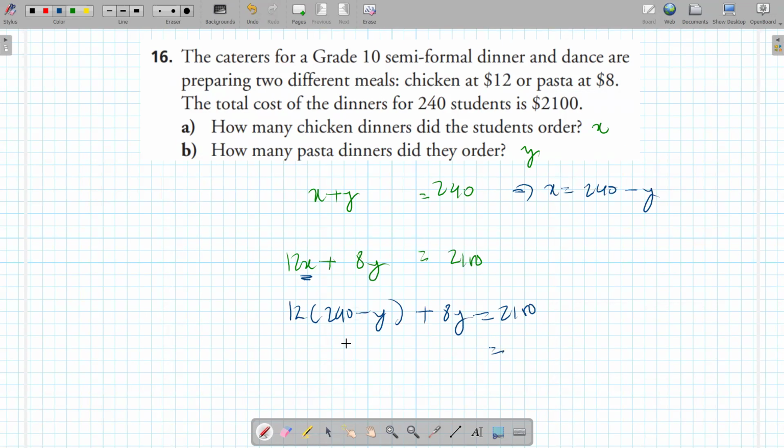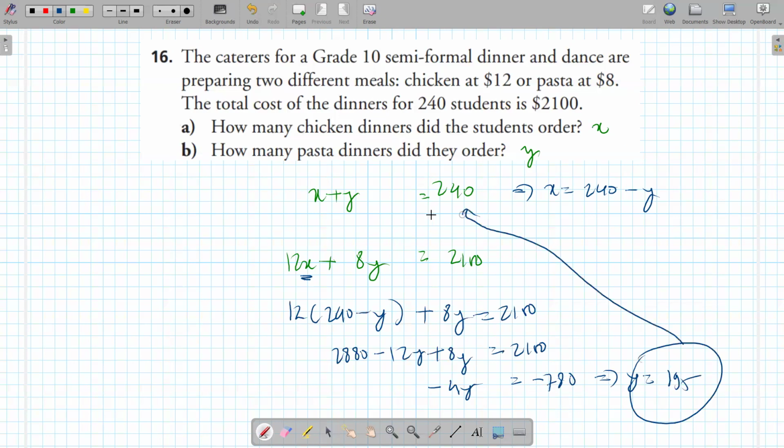Then you just plug it in. So you get 2880 minus 12y plus 8y is 2100. So this will be negative 4y is 2100 minus 2880. You basically get the answer. It's pretty simple once you know the thing. This is 195. That means this x is going to be 45. And that's the answer. 45 chicken, 195 pasta. That's it. Easy peasy.